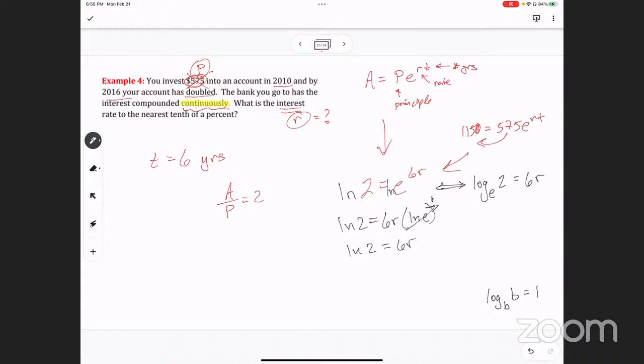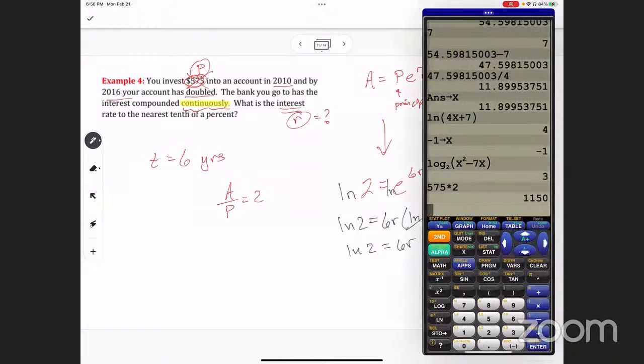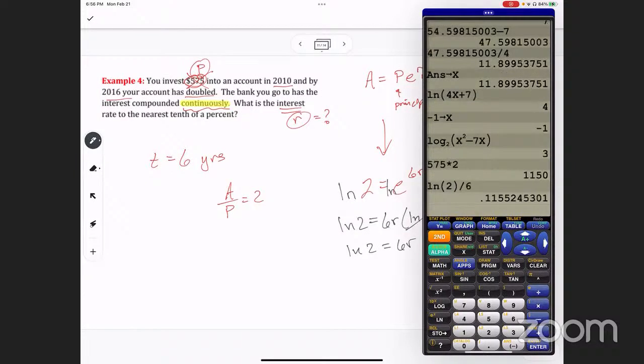Now, how do I solve for r? Divide. Do I define the natural log of 2 first? Calculator can do that. Natural log of 2, and then I divide that by 6, right? Mm-hmm. So r equals 0.1155. It said to the nearest tenth of a percent.